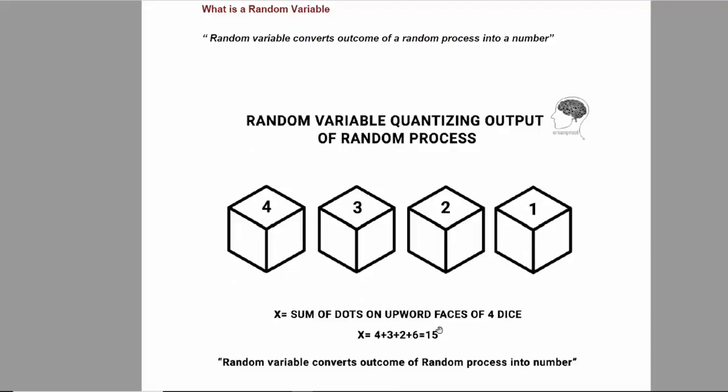But let us understand the meaning of a random variable. This is a random process. What is a random process? You are tossing a dice. Whenever you throw a dice, any number will come on the upward face. You throw 4 dice and see the number which comes on the upward face of each dice. You add that, and it becomes a random variable. So a random variable converts the outcome of a random process into a number.